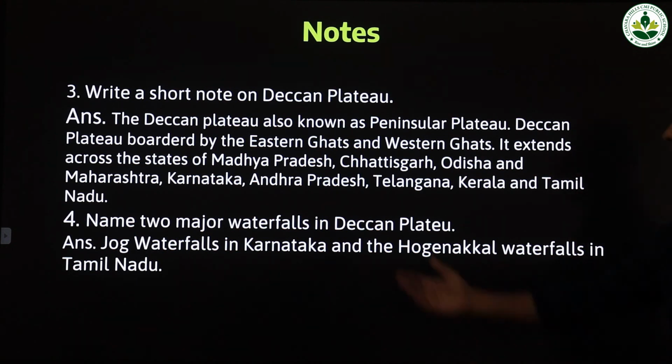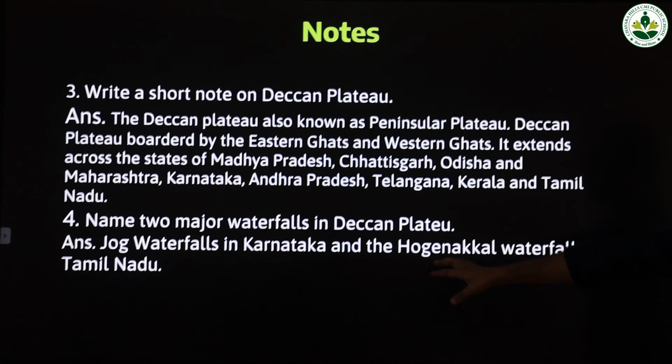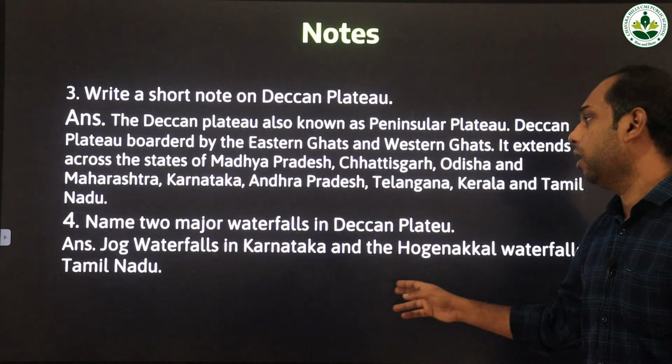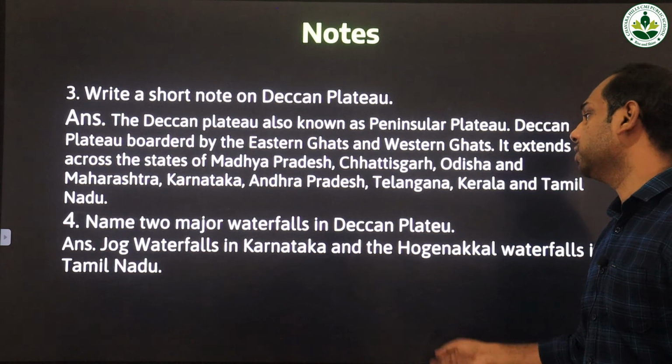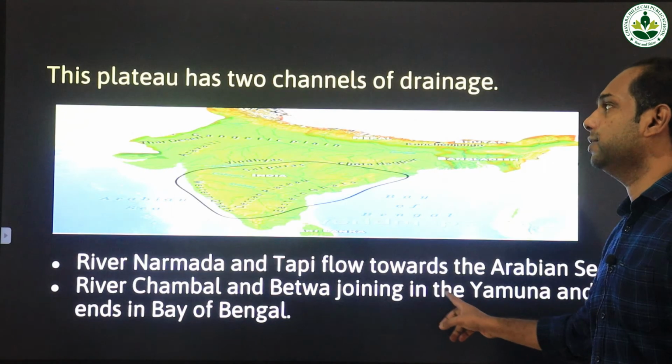The fourth question, name two major waterfalls in the Deccan Plateau. Jog Falls in Karnataka and the Hokkanakal waterfalls in Tamil Nadu are the two major waterfalls in the Deccan Plateau. So copy the notes into your notebook and study them.